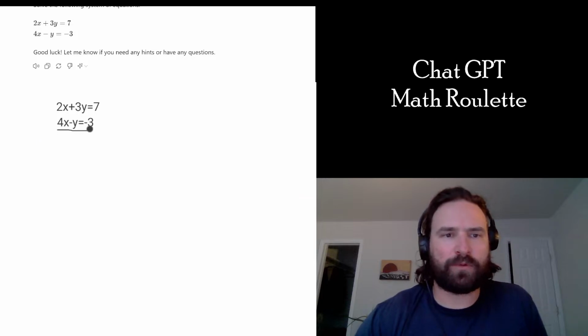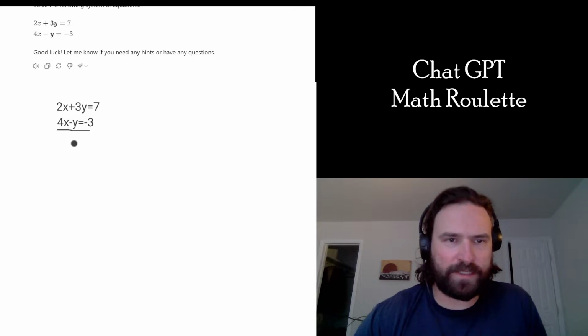So I'm going to do that with this bottom equation. I'm going to solve for the y. I'm noticing that this y is all by itself, so I'm going to be able to isolate this y if I can get rid of that -3. If I add y to both sides, I get 4x equals -3 plus y.